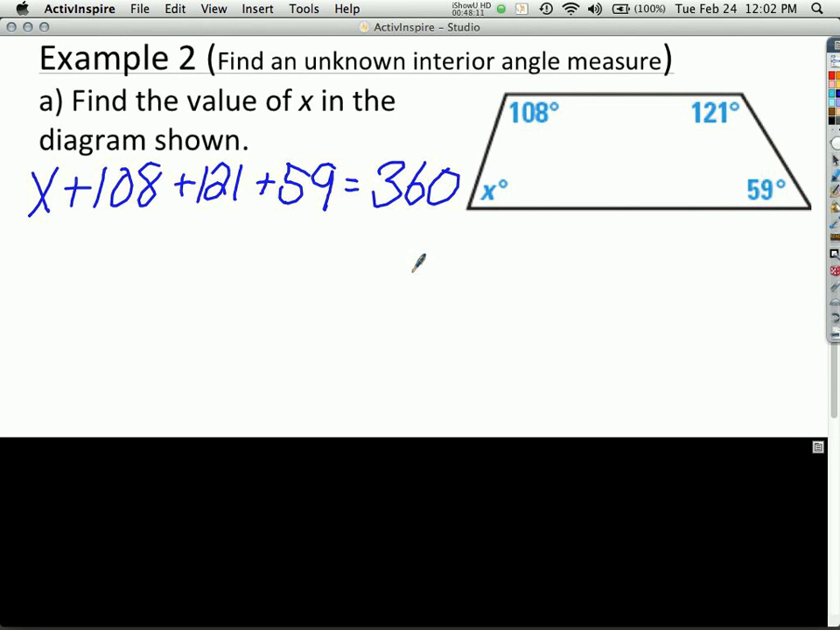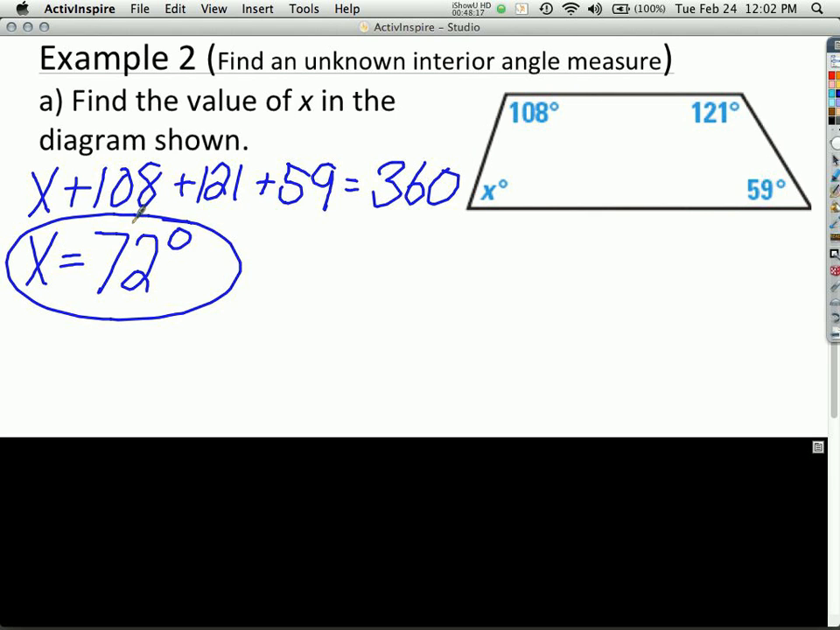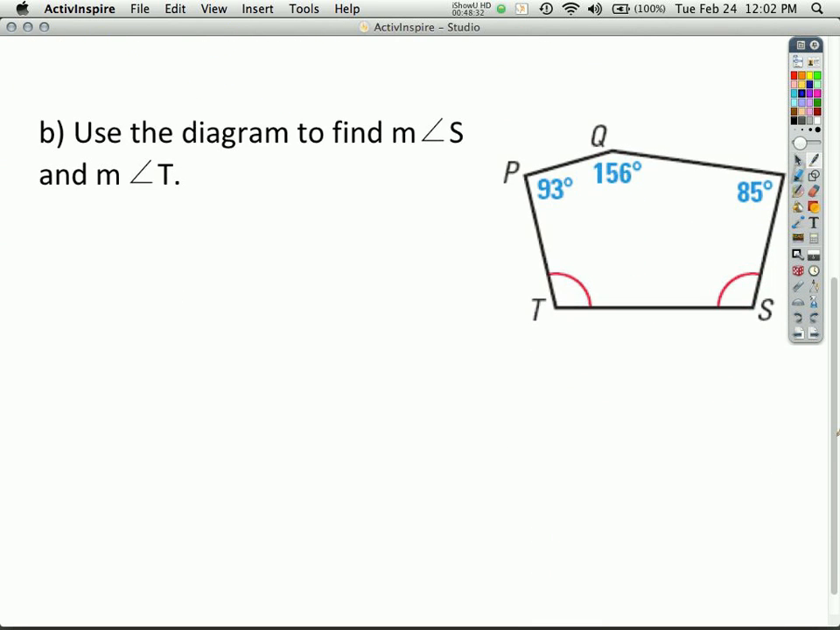What does it come out to? 72. Are you sure? Yeah. Because I don't want to write something down that's wrong. I was counting on you to tell me. 72 degrees? Good. Any questions about using what we know, using the theorems to find missing information? Any questions? So again, let's continue to build.